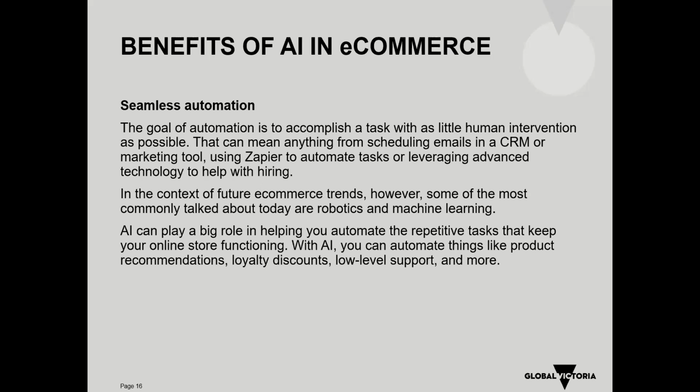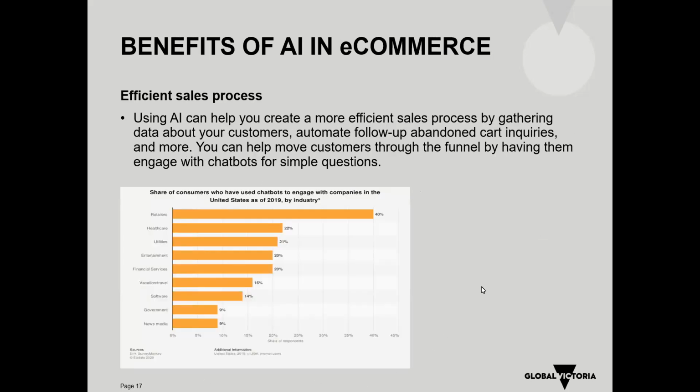AI can play a big role in helping you automate the repetitive tasks that keep your online store functioning, and this includes things like product recommendations, discounts, low-level support, etc. Your sales processes will be more efficient if you employ artificial intelligence. Using AI can help you create a far more efficient sales process by gathering data about your customers, helping you to automate follow-up, abandoned cart inquiries, and more. And of course, you can help move your customers through the funnel by having them engage with chatbots for simple questions.